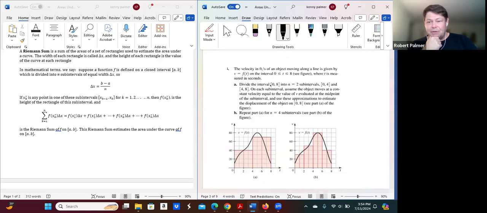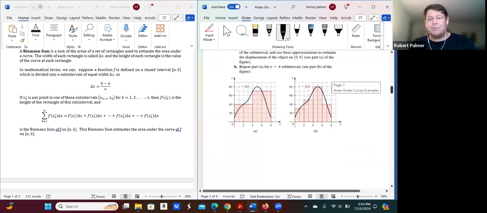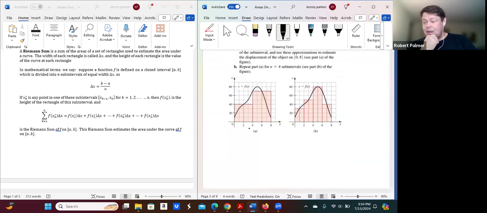So it's dividing the interval into two subintervals, 0 to 4, then 4 to 8. That's what we see right here. Then assume the object moves at a constant velocity equal to the value evaluated at the midpoint. So here we're doing a midpoint sum. Basically we want to approximate this, and then do the same thing for 4 intervals. So use the picture as our guide. The first one, we're dividing this into 2 rectangles. And then the second one, we're going to divide it into 4 rectangles and see how our actual value improves.